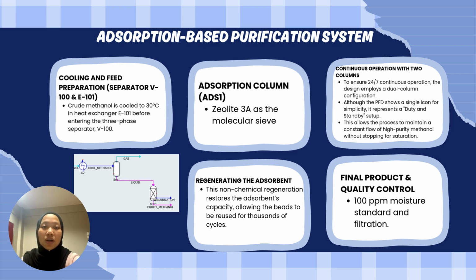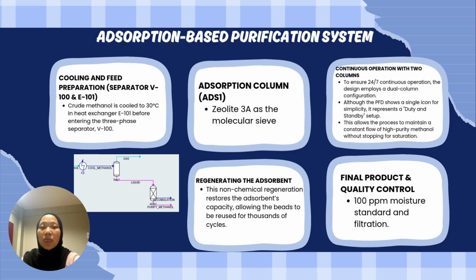For point number 4, regenerating the absorbent. The spent absorbent is regenerated using temperature swing adsorption. By applying heat, the trapped water is desorbed from the zeolite surface, restoring its capacity. This non-chemical method allows the absorbent to be reused for thousands of cycles, making the design both cost-effective and sustainable.